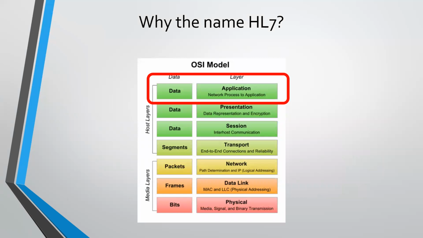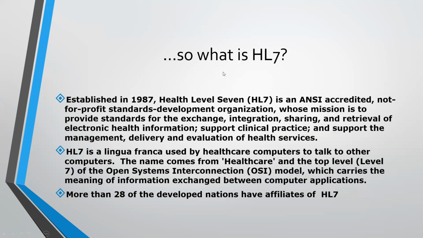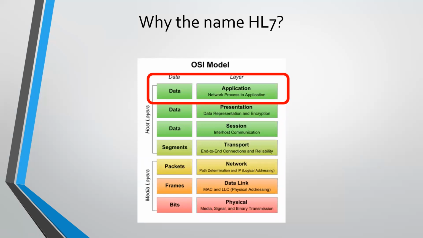So let us understand how we ended up with this name HL7. It's quite an interesting concept, and it is purely based on something called OSI. OSI is a concept called open systems interconnection. Apparently, it is a 7-layer model which is used not just today, but also in the world of networking, where you want to transact data from one system to another.